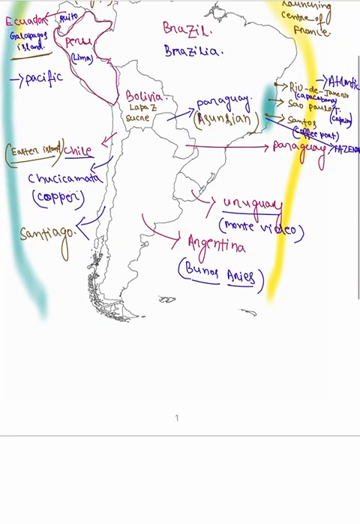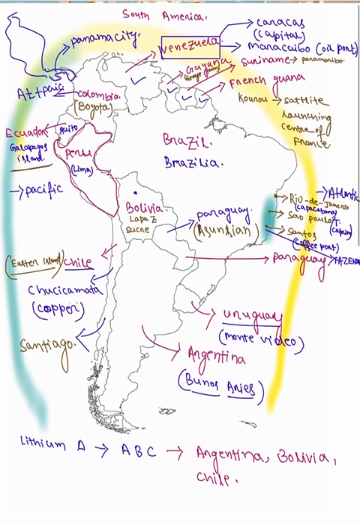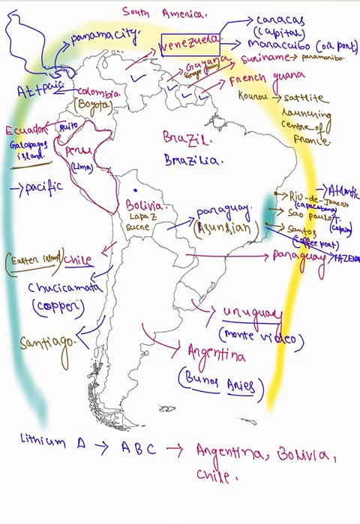Next, let us know about the lithium triangle. In Bolivia there is a lithium deposit. So at first, the lithium triangle is ABC, and what it stands for: Argentina, Bolivia, and Chile. Then we knew an important fact: Ecuador and Chile do not share a border with Brazil.